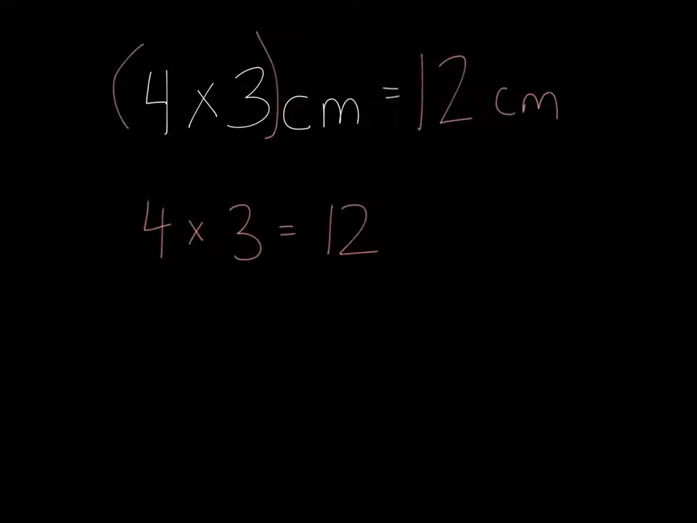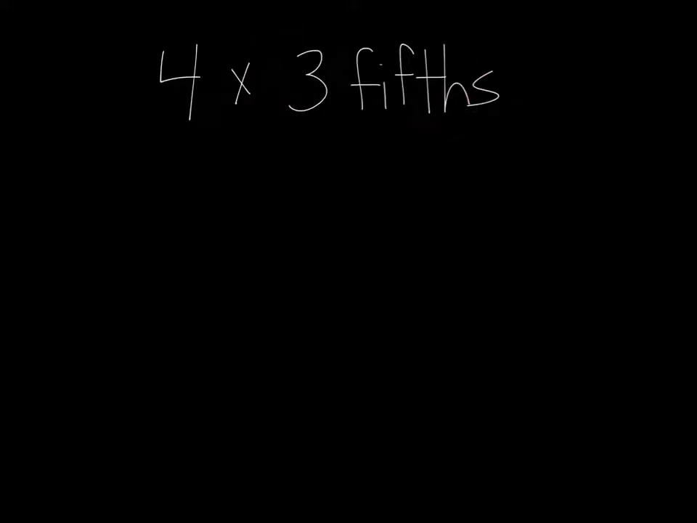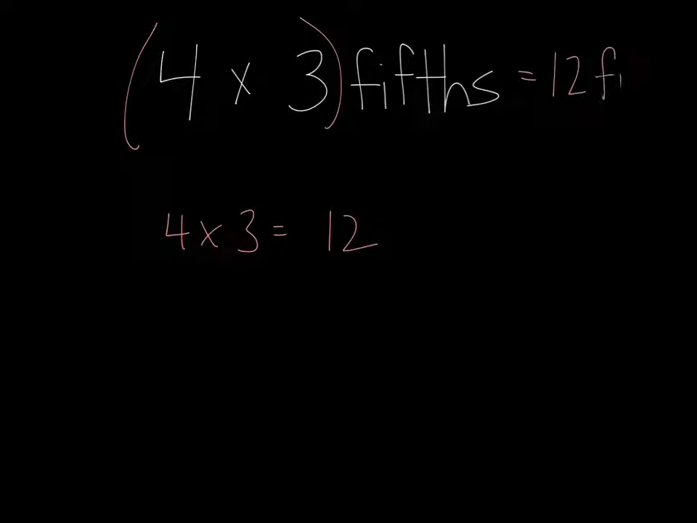We can apply this same concept if this number were a fraction instead of a unit of measurement like centimeters. For example, here we have 4 times 3/5. Again, it's the same numbers. If I put these in parentheses, 4 times 3 equals 12. So I can say 4 times 3/5 equals 12 fifths. That's all there is to it.